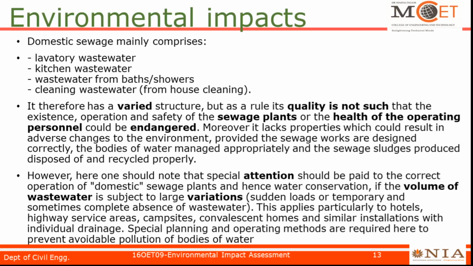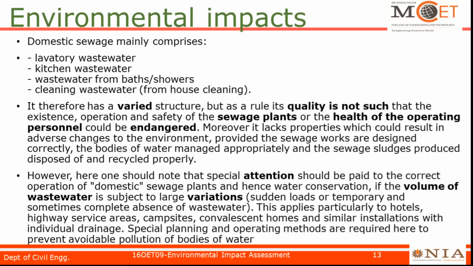Domestic sewage mainly comprises lavatory wastewater, kitchen wastewater, wastewater from baths or showers, and cleaning wastewater from house cleaning. It therefore has a varied structure, but as a rule, its quality is not such that the existence, operation, and safety of the sewage plants or the health of the operating personnel would be endangered. Moreover, it lacks properties which could result in adverse changes to the environment, provided the sewage works are designed correctly, the bodies of water managed appropriately, and the sewage sludges produced are disposed of and recycled properly. So, domestic sewage is actually really not a big threat to the environment.